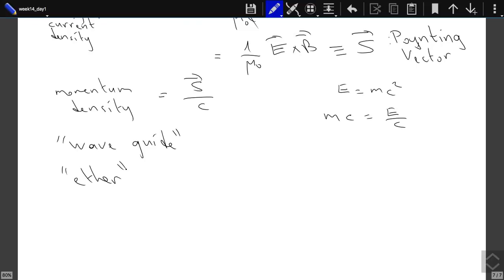Anyway, of course it was hypothesized. And then in the experiments, they couldn't verify it. So we had to give up that concept of the ether.